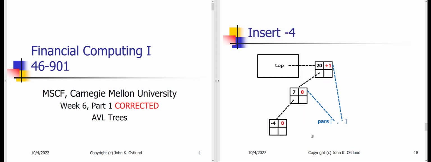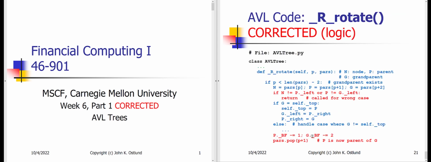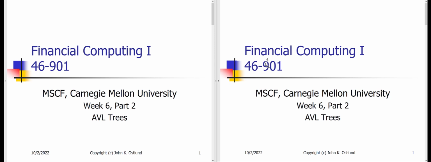Okay. And then finally, I both corrected a typo and corrected some updating on these balance factor fields of the parent and grandparent node in this right rotate function. Okay, so that's the corrections that I've made. Onward to looking at some examples of insertions.